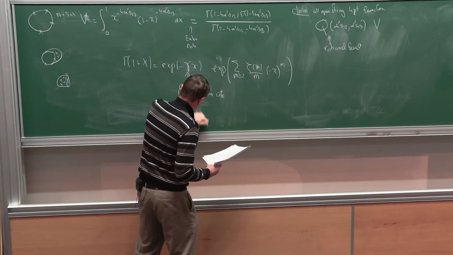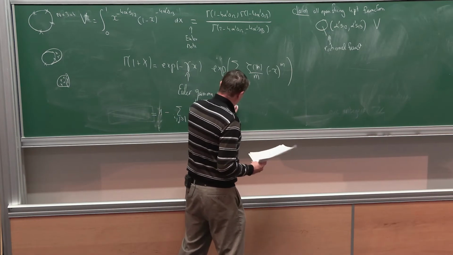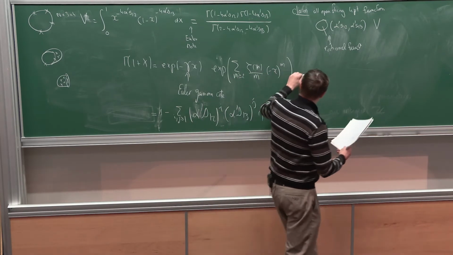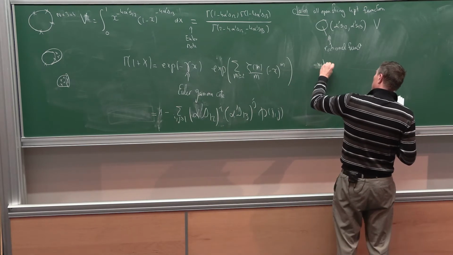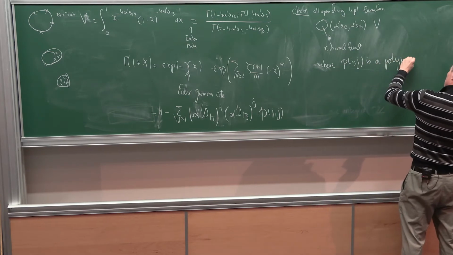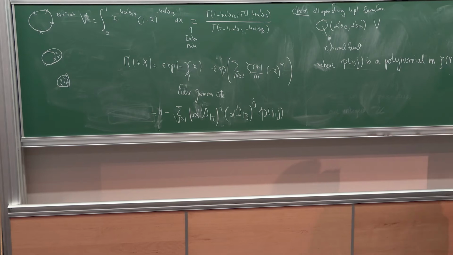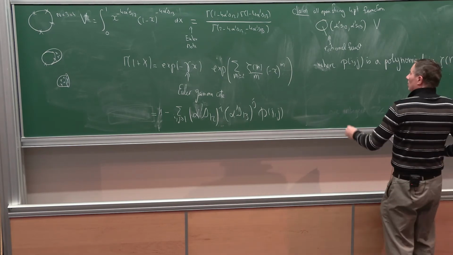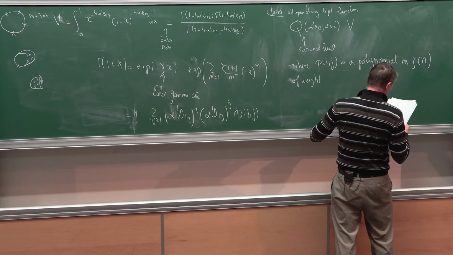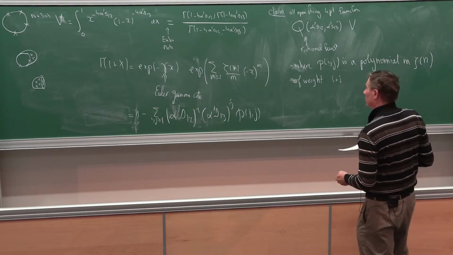1 minus the sum over i, j bigger than 1 of alpha prime s12 to the i, alpha prime s13 to the j, P_ij, where P_ij is a polynomial in the zeta n, the zeta values, of weight i plus j.